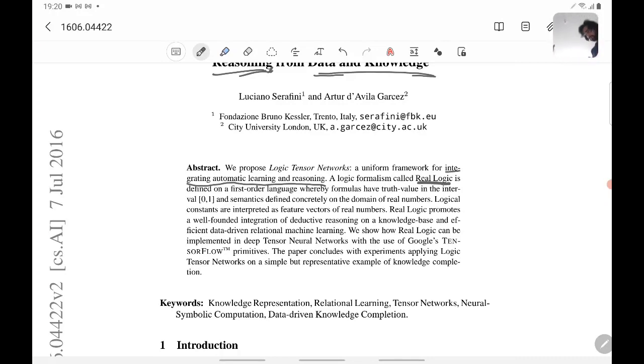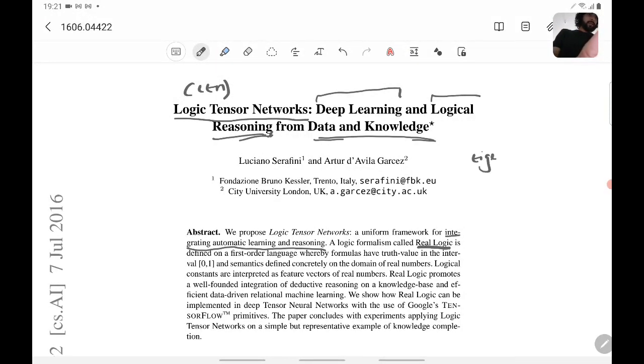The main two contributions of this paper: one is real logic, which is based on first order logic, and which, simply put, is representing the constants and the variables, not all of them, using a real vector. Let's say I have a constant, tiger, and you can represent it using a real vector of size 3, for example 0 1 0, where 0 means, I don't know, it has 4 eyes, 1 means it has a tail, and this 0 means it has no parents, or something like that.